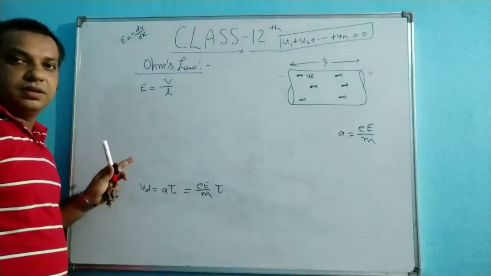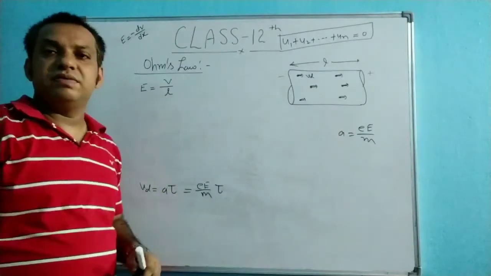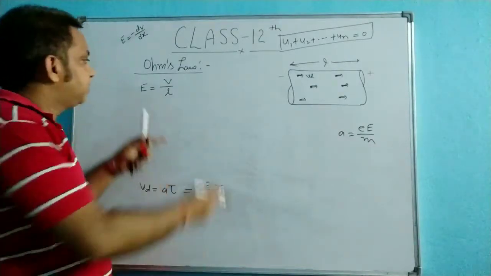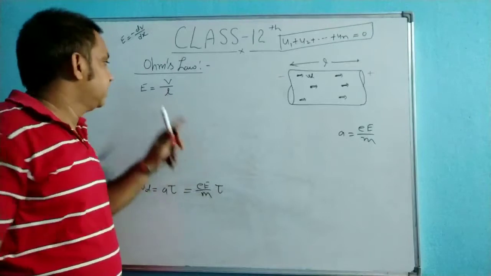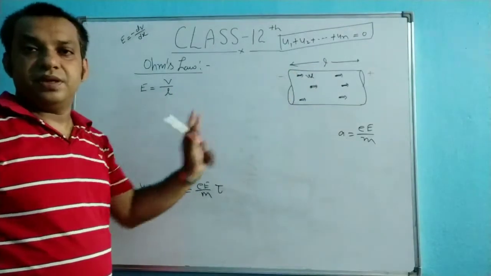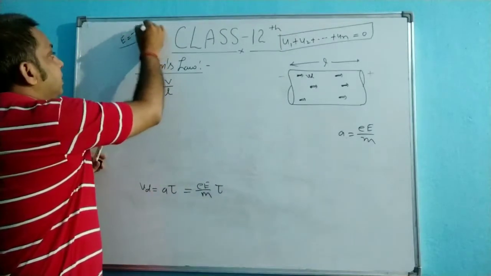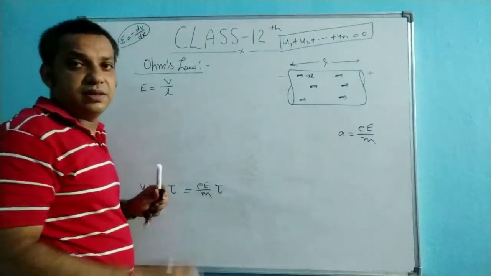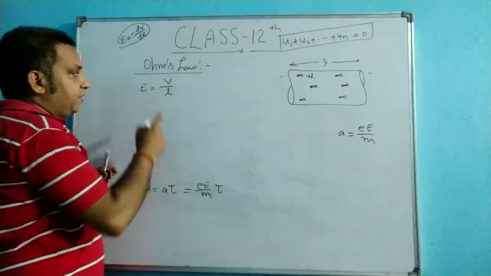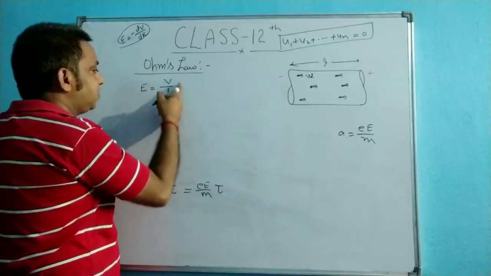The minus sign only indicates that in the direction of the electric field the potential decreases. Already I am taking the potential difference, so E is equal to V by L because the length of the conductor I am assuming is L. This is the relation between the electric field and the potential difference. E is equal to V by L.